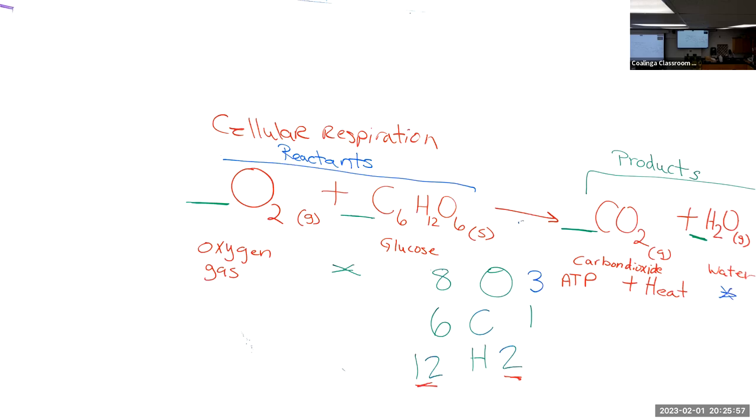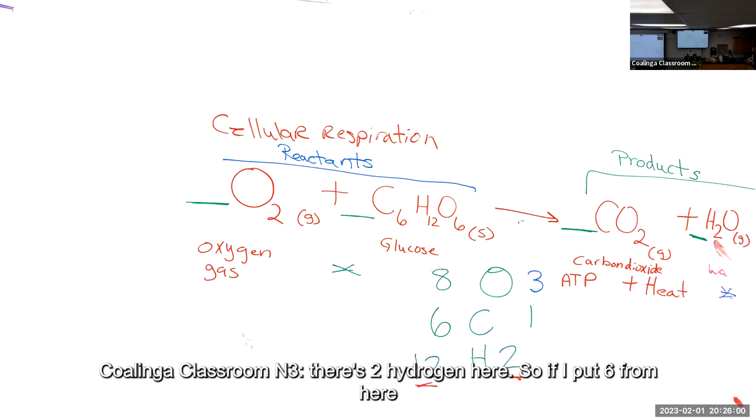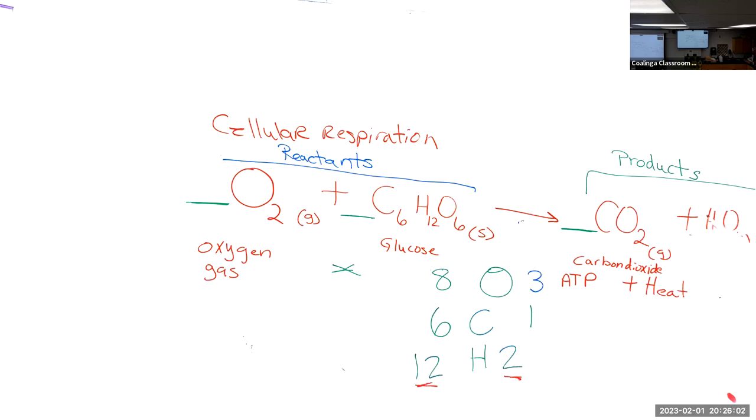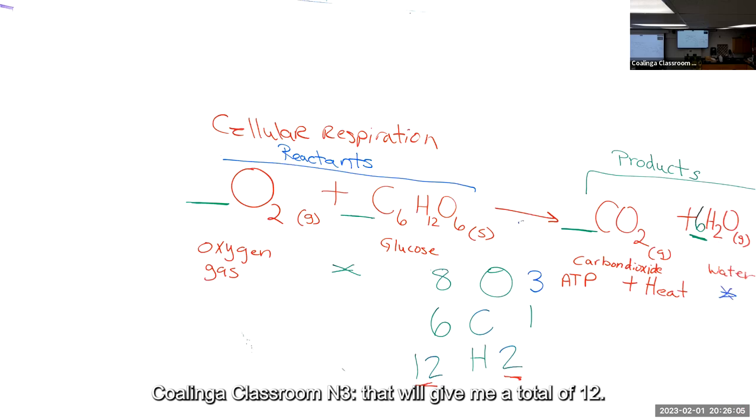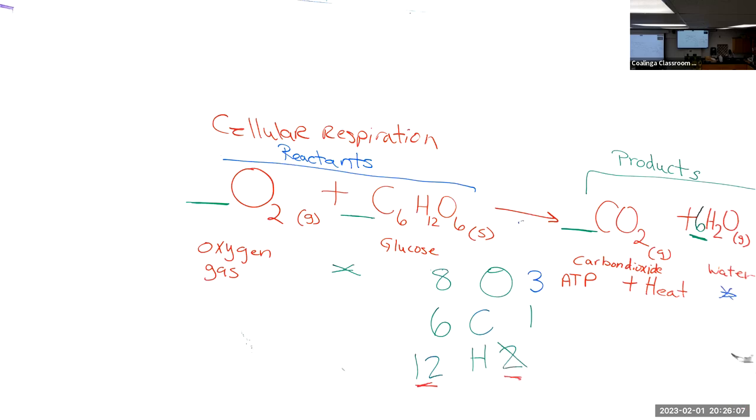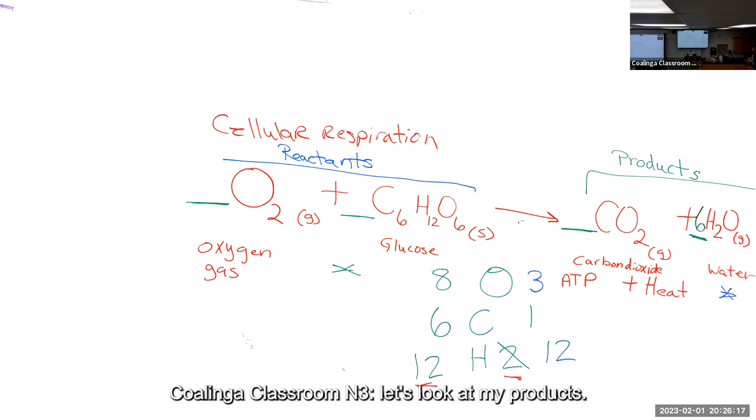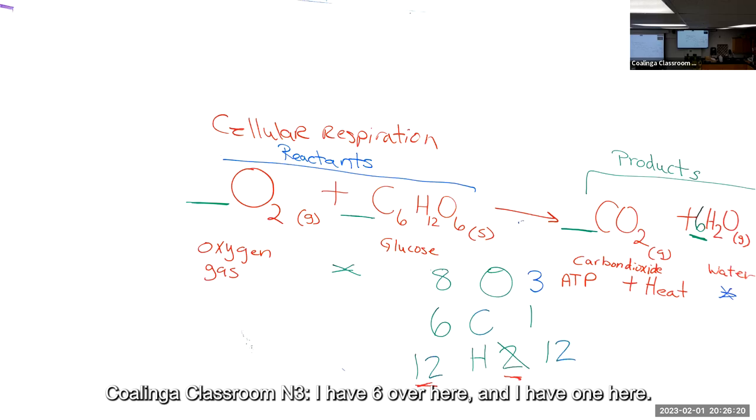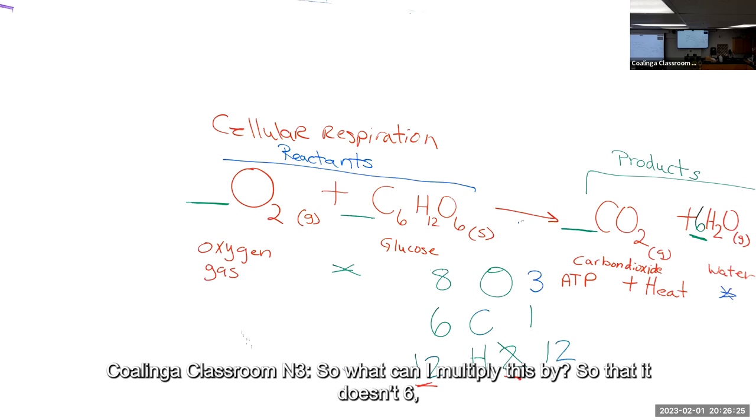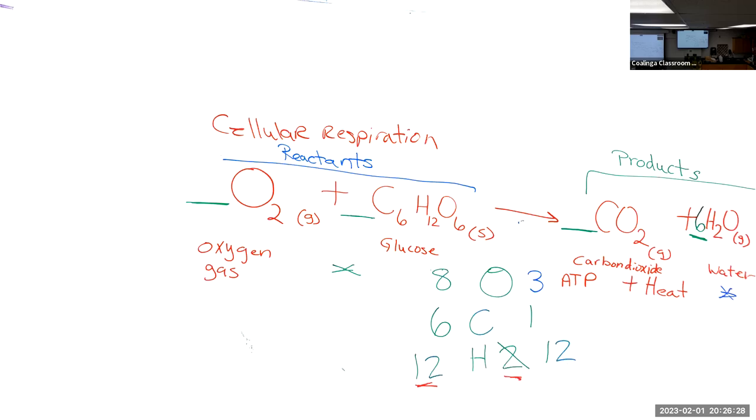There's 2 hydrogens here. So if I put a 6 in front of here, that'll give me a total of 12 hydrogens. Then cross this out. And now I have 12. Okay. Now let's look at my carbons. I have 6 over here and I have 1 here. So what can I multiply this by so that it gives me 6? I multiply it by 6. I'll put a 6 right here.